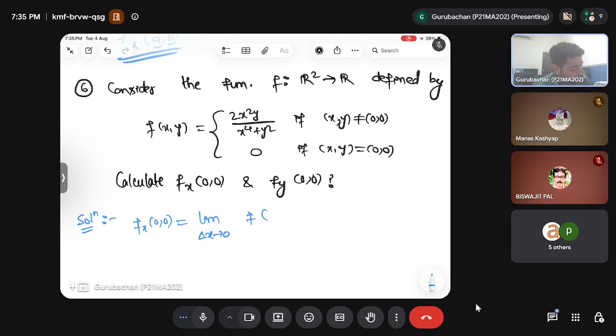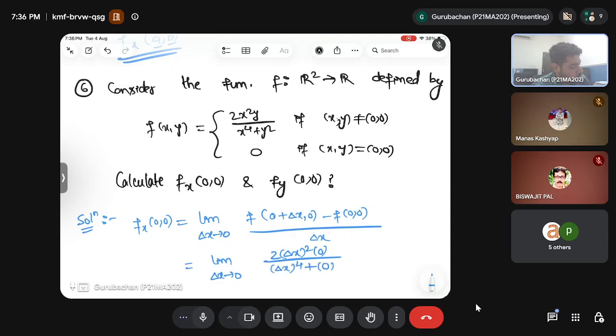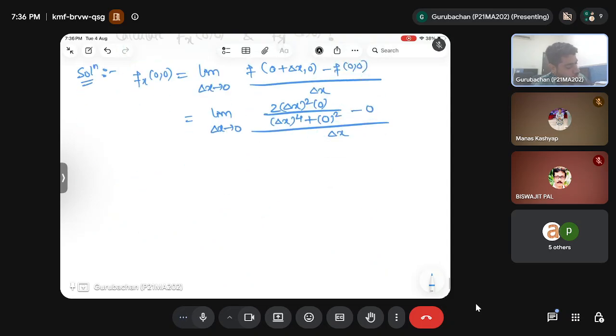Limit delta x tending to 0 of f(0 plus delta x, 0) minus f(0, 0) divided by delta x, which is 2 delta x square into 0 divided by delta x to the power 4 plus 0 square, minus 0, divided by delta x. So this will give 0. Similarly, fy at 0, 0 will also be 0. I hope it is not that difficult to check for this question.